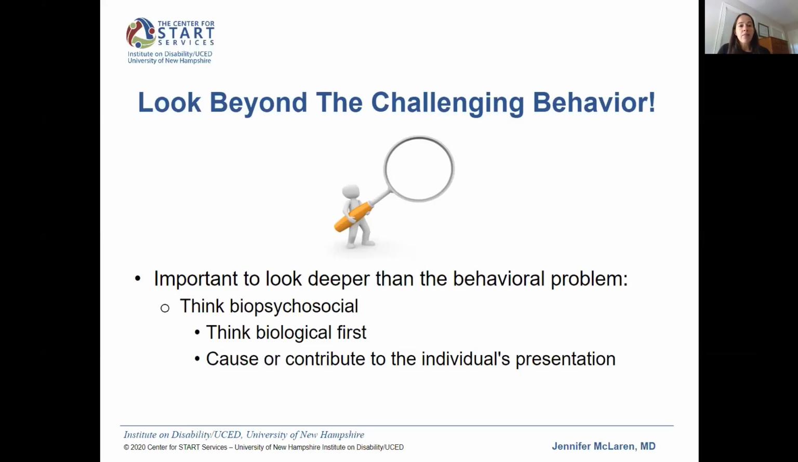As a START team member, you always want to look beyond the challenging behaviors. It's our goal to look deeper than those behavioral problems, and by doing that, you want to think biopsychosocial. The first place to start is biological. Why do we start with biological? It's probably the simplest to start with, but it's also sometimes the easiest to change. And biological reasons can sometimes on their own cause the individual's presentation, but as Joni added, more likely contribute to the individual's presentation, right? There's lots of different things interplaying in that biopsychosocial model together.